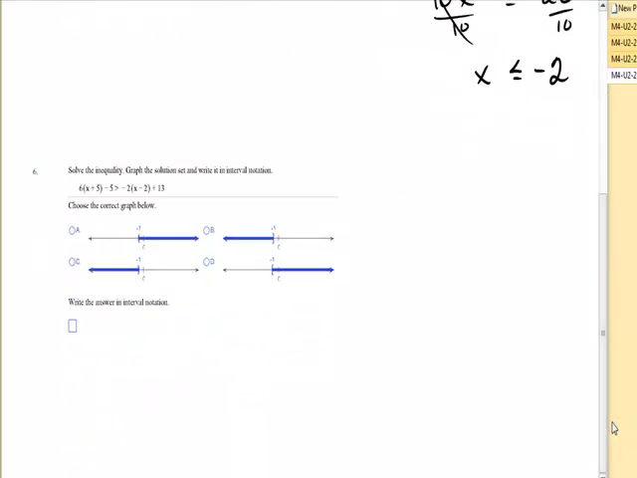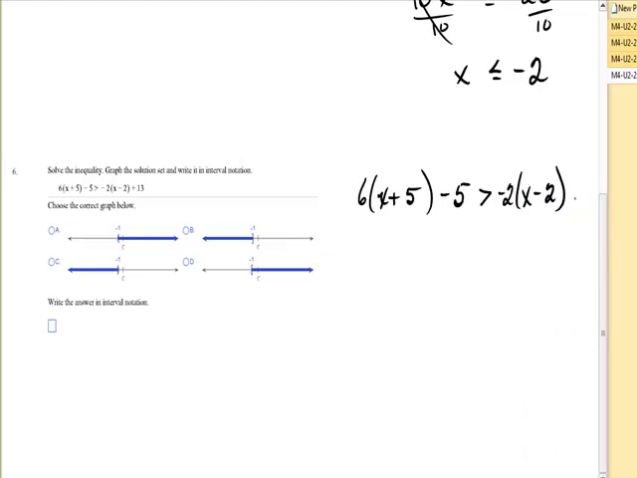All right, our last problem. We have 6(x + 5) - 5 > -2(x - 2) + 13. I have a good bit of simplifying to do. Distributive property, 6x + 30 - 5, and I'm going to go ahead and finish that. I have like terms. That's 6x + 25, still greater than.